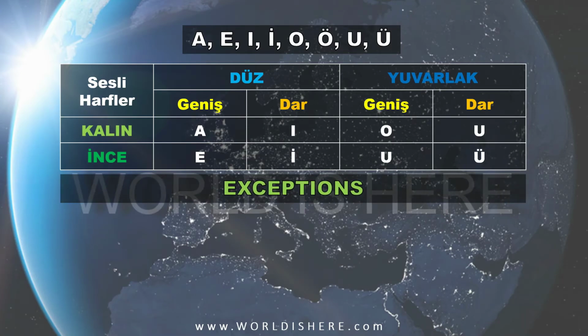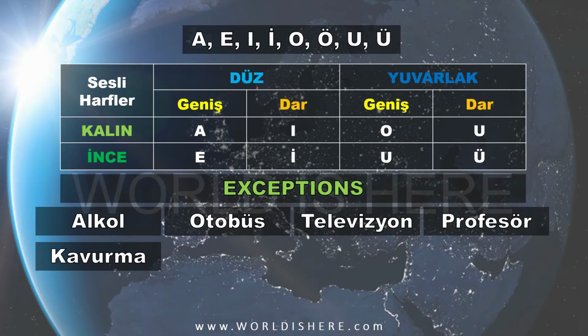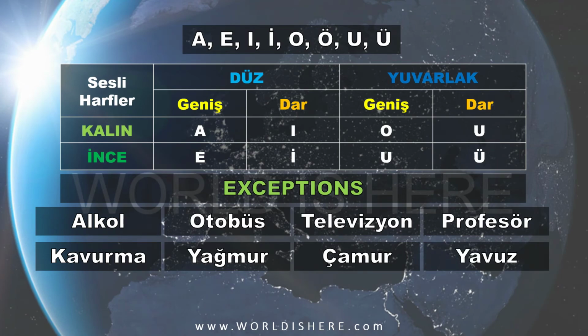Of course, there are some exceptions, such as alkol, otobüs, televizyon, profesör. As you see, these words are foreign words. They are from other languages. Alkol, otobüs, big bus, televizyon, televizor, profesör, professor, right? And there are some Turkish words, but although they are completely Turkish, the rule is not working here either. Kavurma, Yağmur, Çamur, Yavuz. It happens.